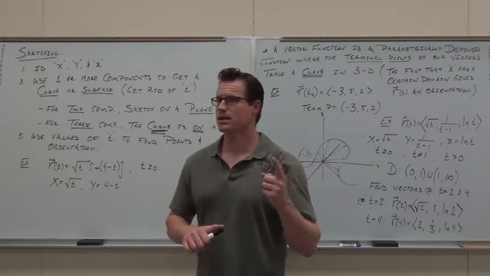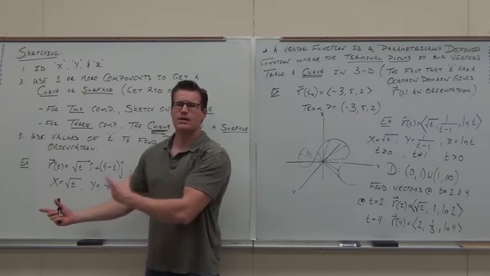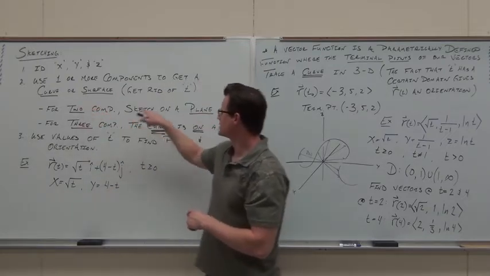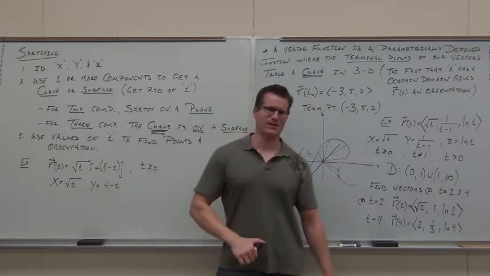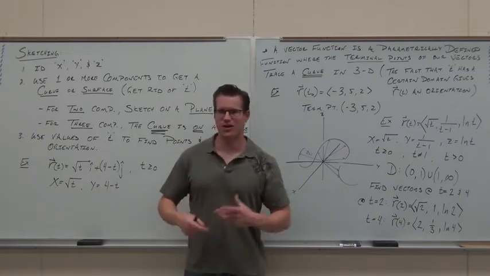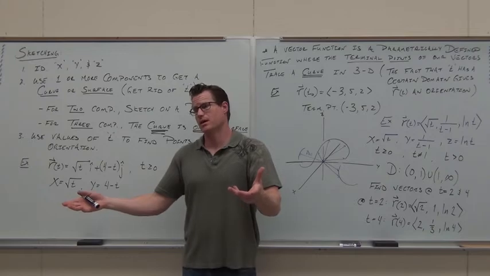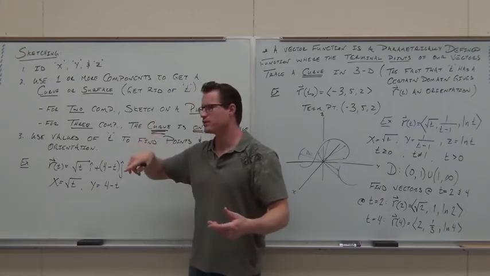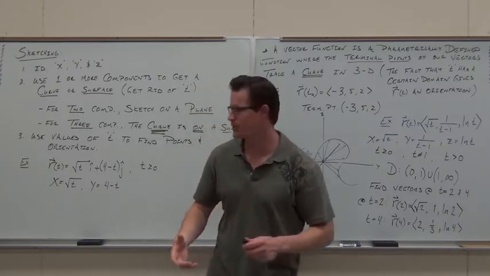So what that means is that we can put these together to get a curve out of this. If you have two components, sketch it on a plane. What plane? The XY plane. If you had X and Z, it'd look exactly the same, okay? It's just your axes would be different. Does that make sense to you? If you had YZ, sketch on the YZ plane, but sketch it on a plane. That's what's going to happen here.